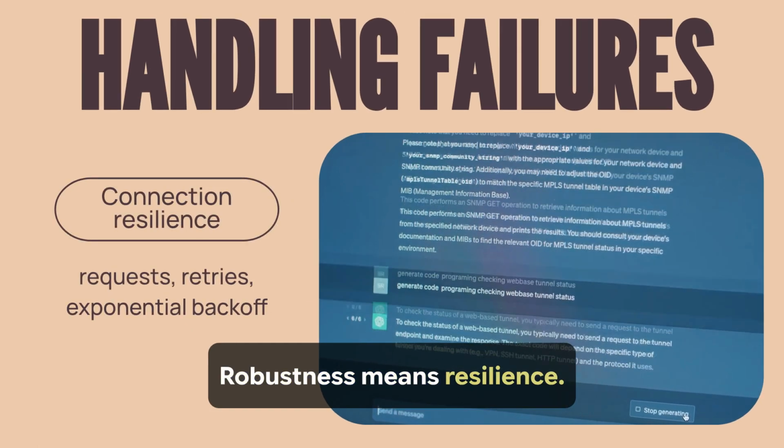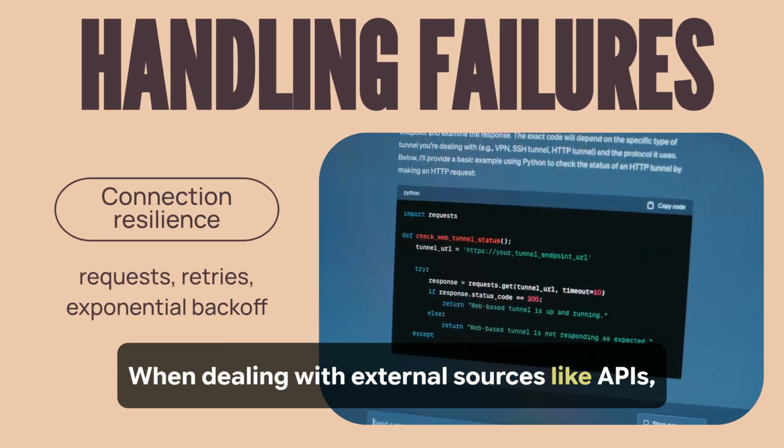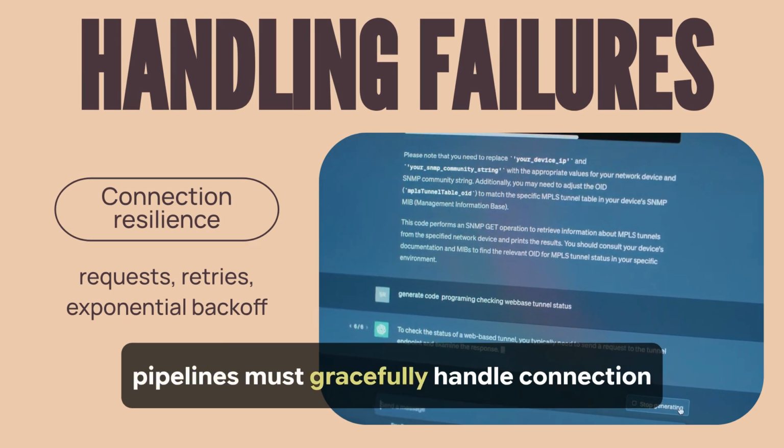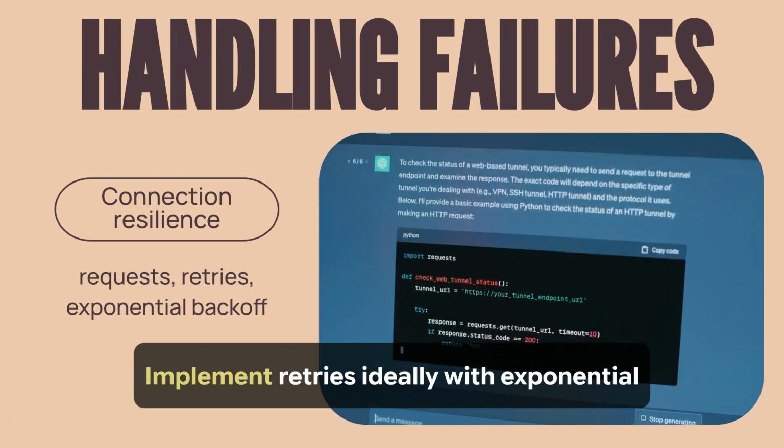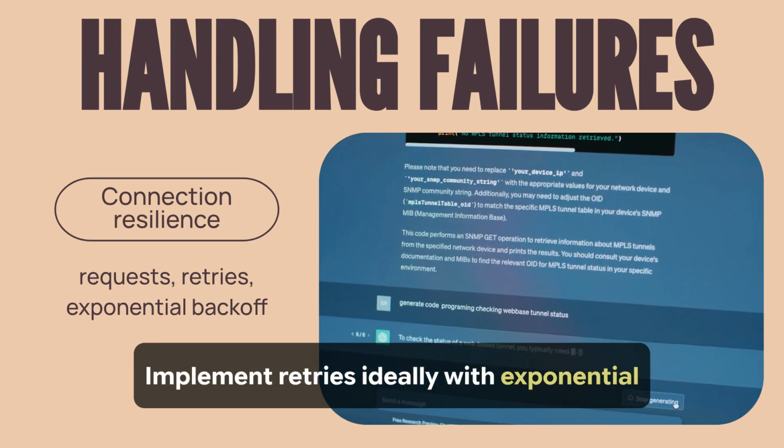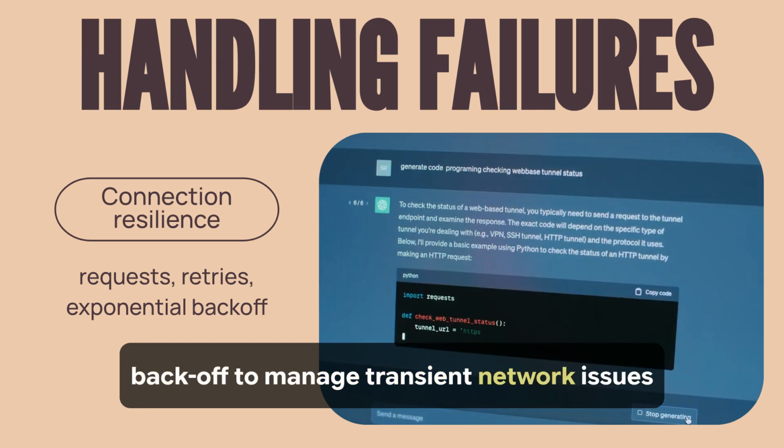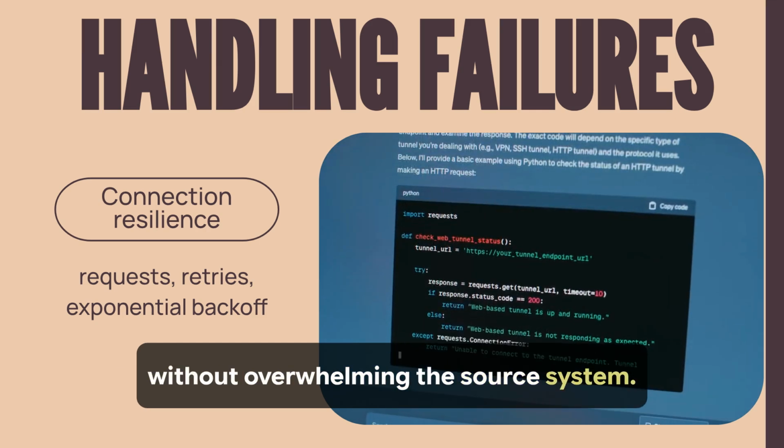Robustness means resilience. When dealing with external sources like APIs, pipelines must gracefully handle connection failures. Implement retries, ideally with exponential backoff, to manage transient network issues without overwhelming the source system.